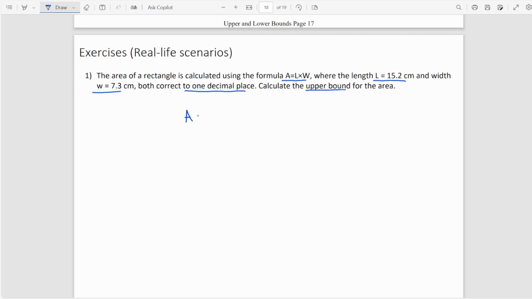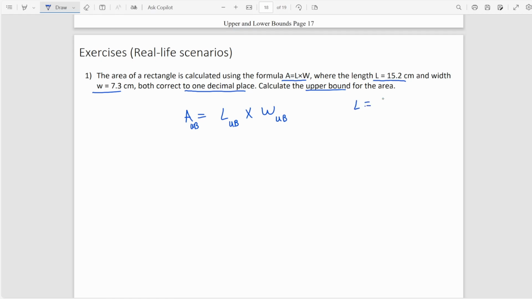Okay, so the upper bound is equal to the length times the width, and we want the upper bound of the area, or the maximum. This is a multiplication, so if you want the upper bound, you would want the upper bound for the length and the upper bound for the width. Now let's find the upper bound for both.